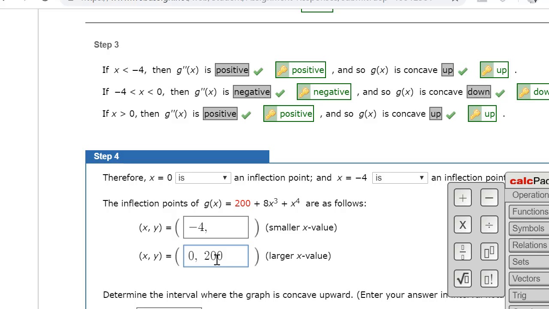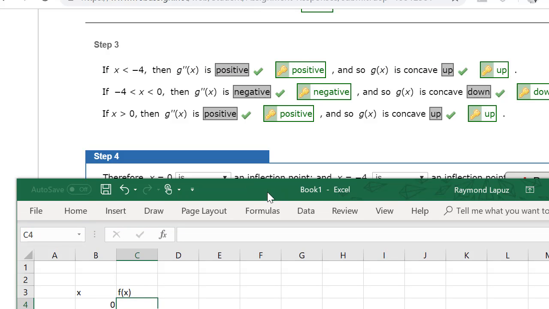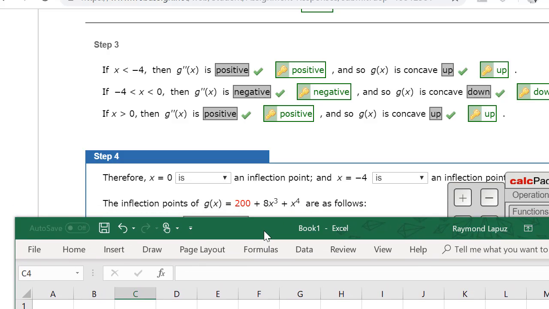So the other one, we need to put negative 4 into this equation. So let's see, I'm going to take my Excel sheet out and I'm going to put in the value.